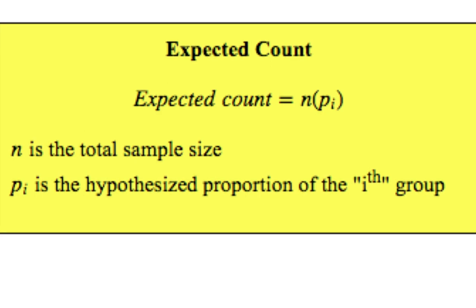This is the formula for computing an expected count. Each level of that categorical variable is going to have an expected count, and that's equal to n times p, where n is the total or overall sample size, and this p is the hypothesized proportion for that particular group. So we'll have to compute an expected count for every level of that categorical variable.